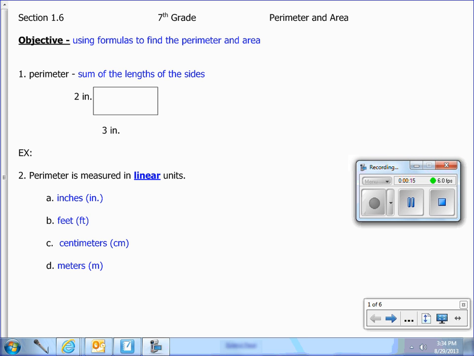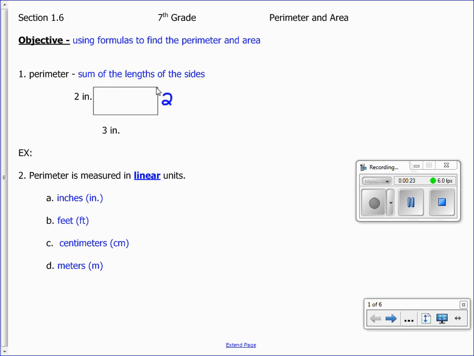In your first example, you have 2 inches on one side, 3 inches on another. So you'll know that this side is also going to be 2 inches, and this side is going to be 3 inches. If it's a sum of all the sides, you're going to add 3 plus 3 plus 2 plus 2 equals 10. So the sum of the lengths of the sides will be 10 inches.